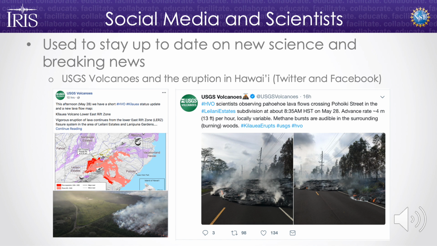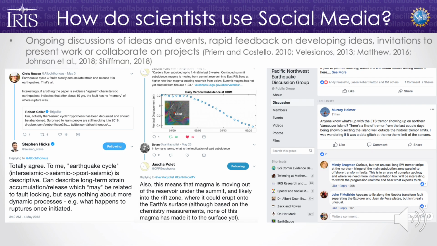It can be used to talk about ideas and events, get rapid feedback on developing ideas, and you can get invitations to present your work and collaborate on projects.